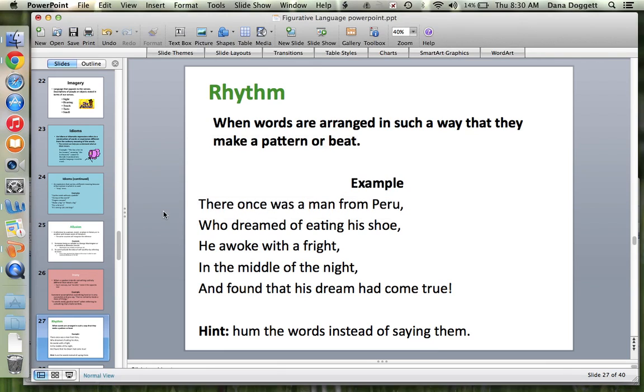So, there once was a man from Peru who dreamed of eating his shoe. He awoke with a fright in the middle of the night and found that his dream had come true. You can see how it kind of has a sing-songy sort of rhythm about it. You can go da-da-da-da-da. That's what I'm talking about when I say rhythm. It sounds like it should be a nursery rhyme or a poem or a song.